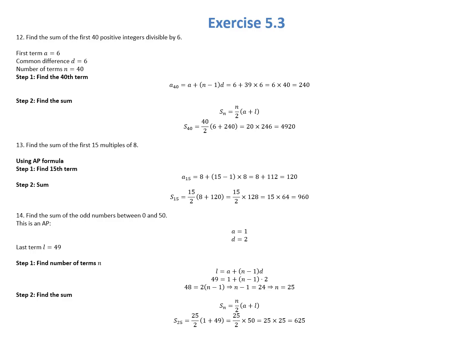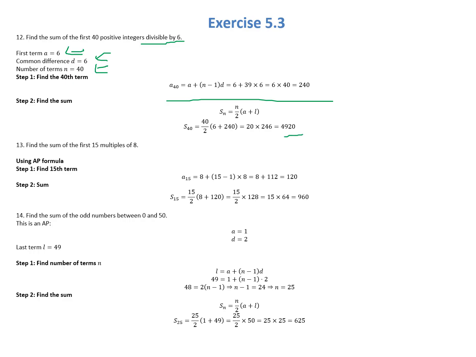Okay, next question. We have to find the sum of the first 40 positive integers which are divisible by 6. So we are given a = 6 as the first term, because the first is 6. The common difference is again 6, because these are the multiples of 6. The number of terms given is 40. We'll put those values in and solve it. We'll get the value as 4920.